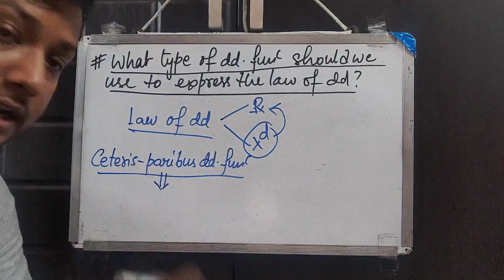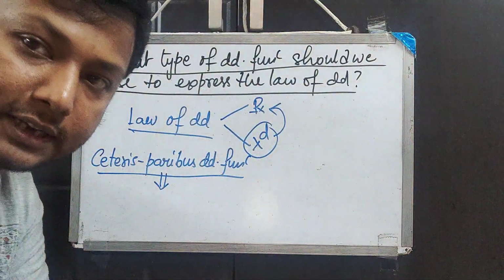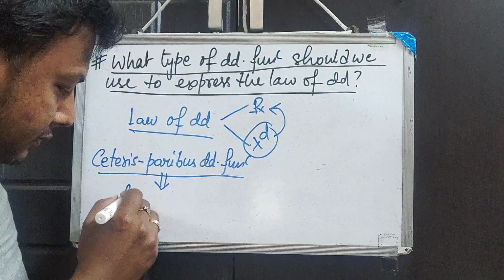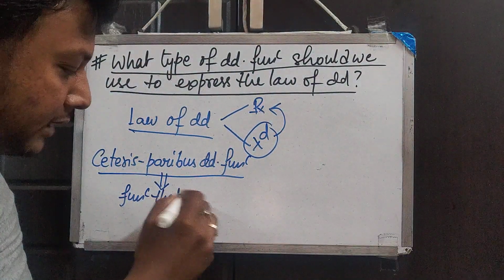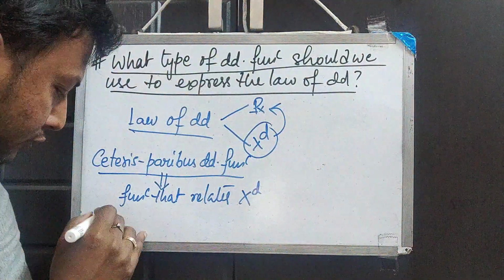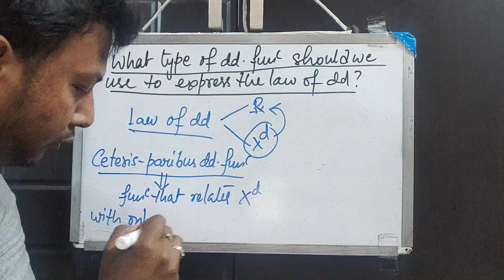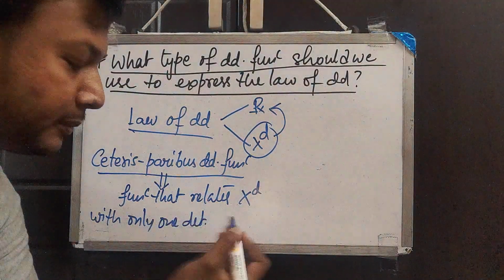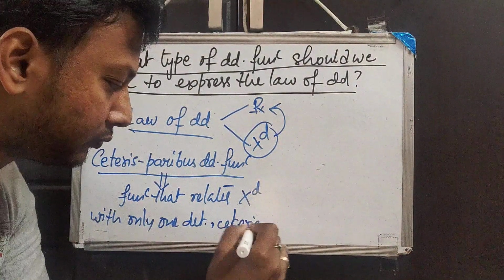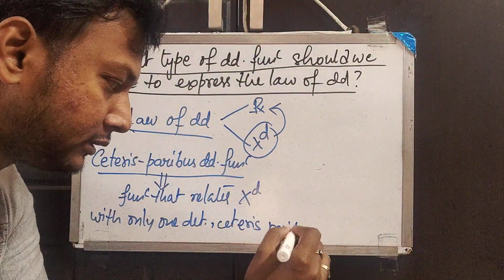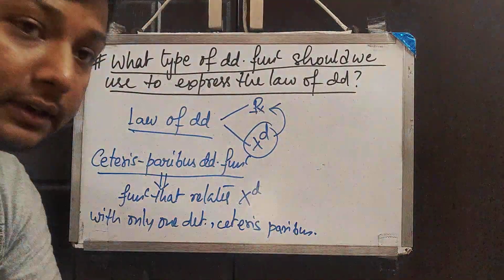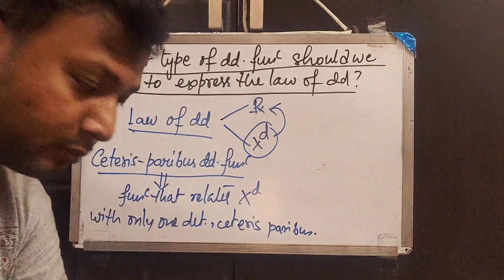Ceteris paribus demand function, as I have already explained in my earlier videos, is a function that relates demand for a commodity with only one determinant, keeping all other determinants constant. So in case of law of demand, demand is only dependent on price.